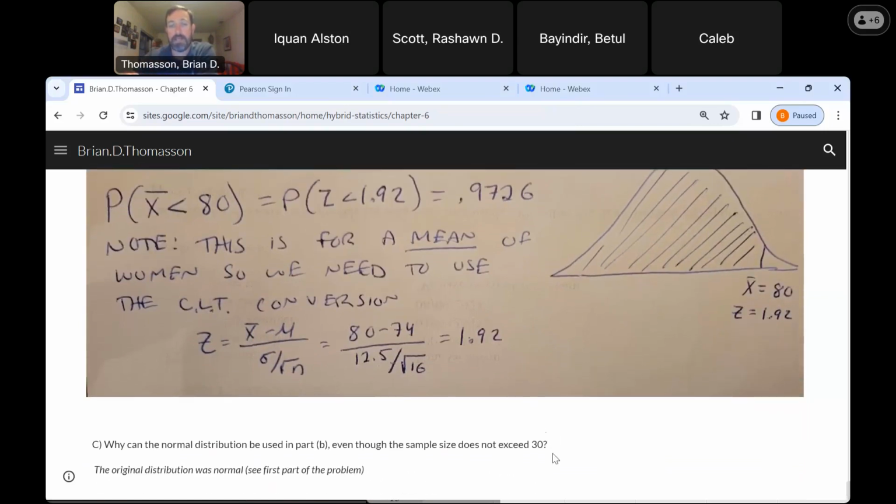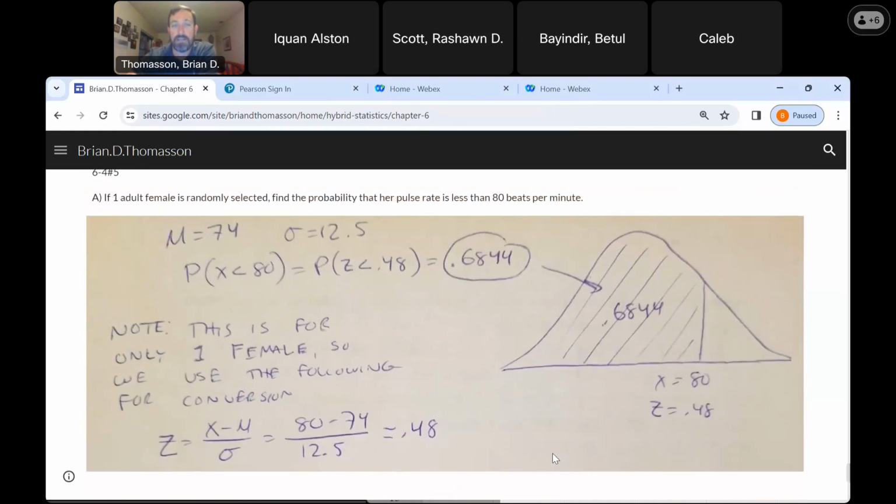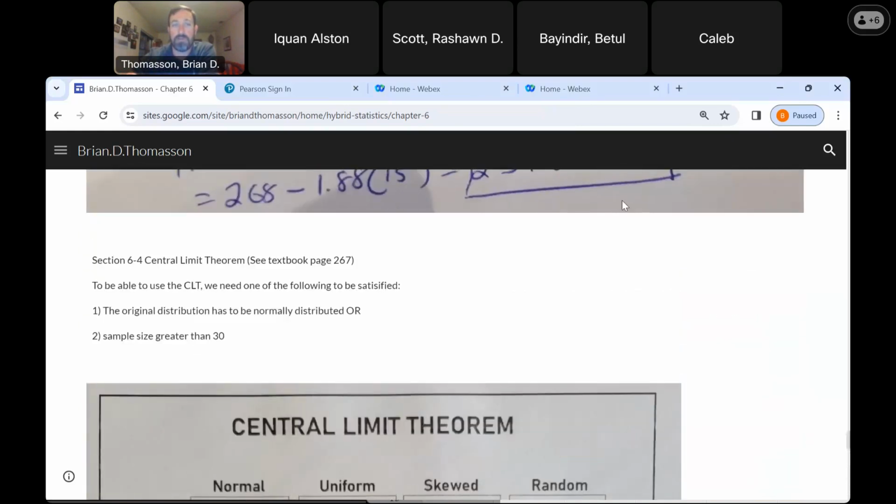This last question says, why can the normal distribution be used in part B even though sample size does not exceed 30? We talked about needing a sample size of 30, and then we had a sample size of 16, and we went ahead and did it anyways. The reason we're able to do that is we have one of two possible things. It can be greater than 30, or the original distribution can be normal.